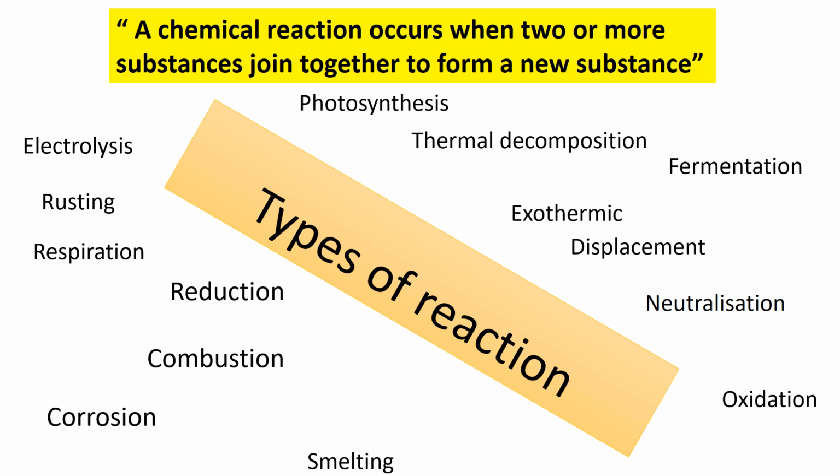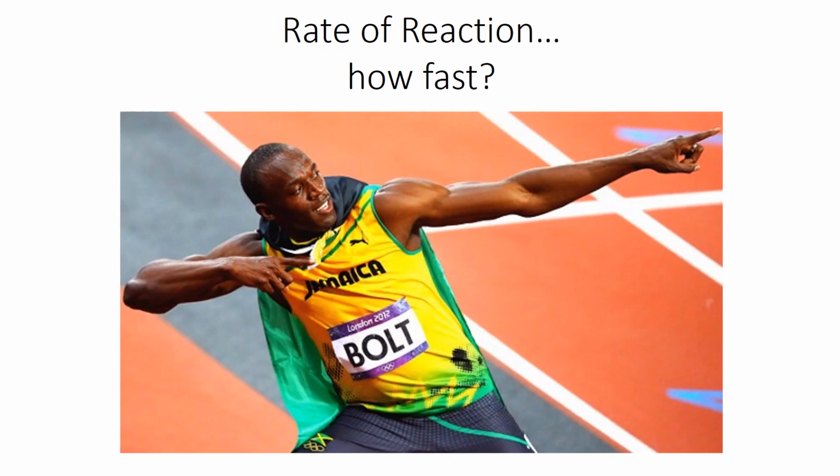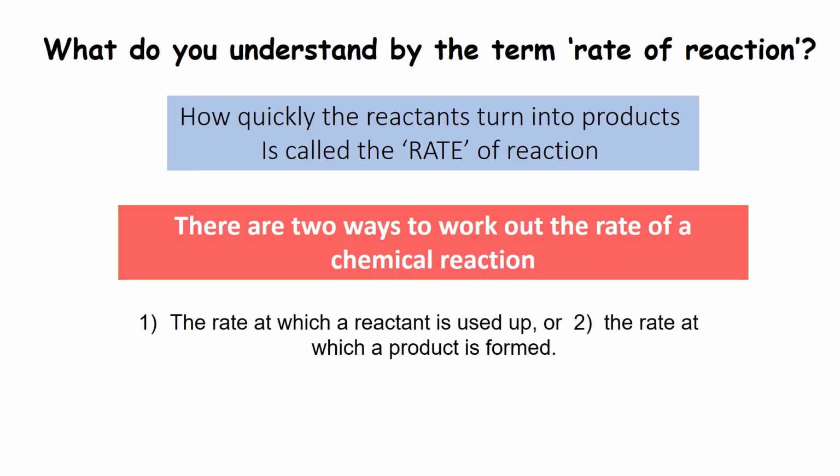You might be going, the lesson's to do with rates of reaction. It doesn't have anything to do with chemical reactions. Well, it does, because obviously we're talking about chemical reactions with rates of reaction. We're talking about rate of reaction, which is how fast. Yes, that is Bolt, the fastest person to have existed, at least recorded, and he holds the 100-meter world record. So what do you understand by the term rate of reaction?